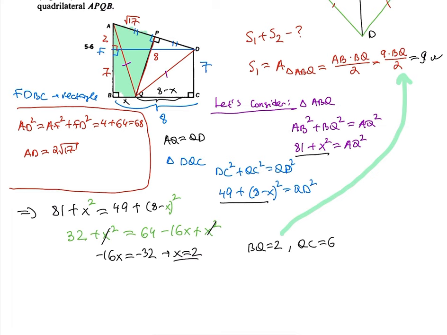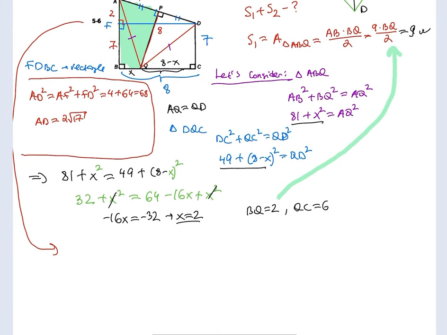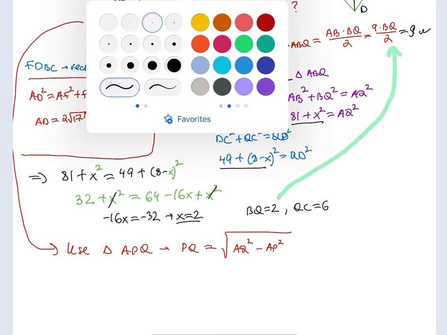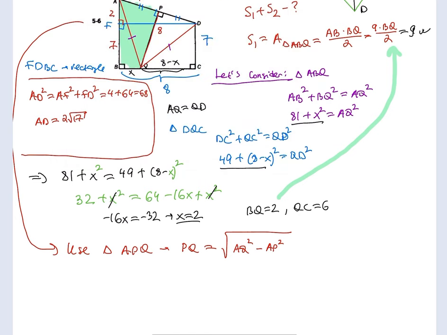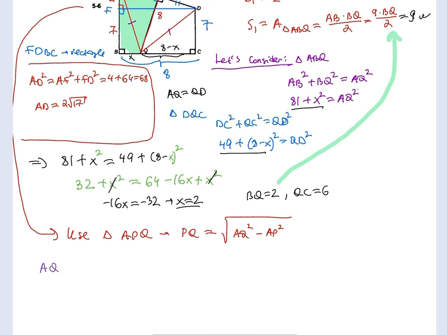And if I want to find this PQ, let me try to find it. PQ can be found by this triangle. How can I find it? I need to find PQ using triangle APQ. So PQ is just the square root of AQ square minus AP square, which is 17. AQ square, I don't know AQ, but AQ is obvious. Here, AQ square was just 81 plus x square.